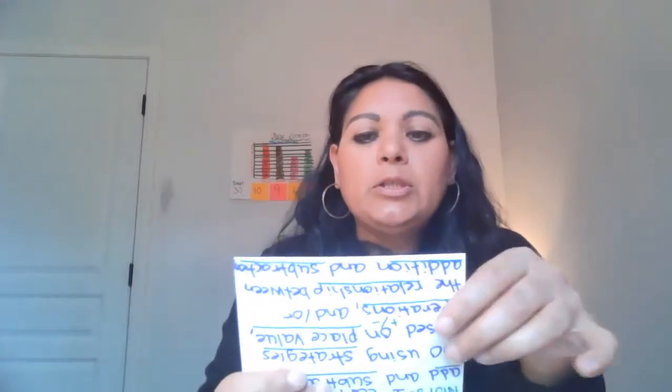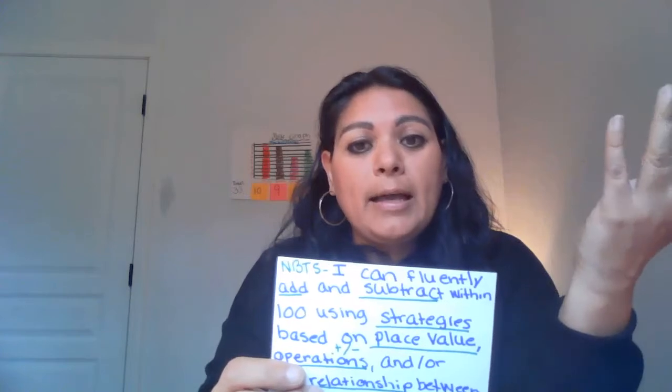Okay, so as we do every day, let's go ahead and look at our I can statement, because it's important that we know exactly what skill we're focusing on and setting those goals. So this says I can fluently add and subtract within 100 using strategies based on place value, operations, which mean adding or subtracting, and or the relationship between addition and subtraction.